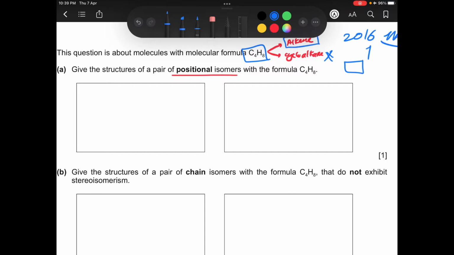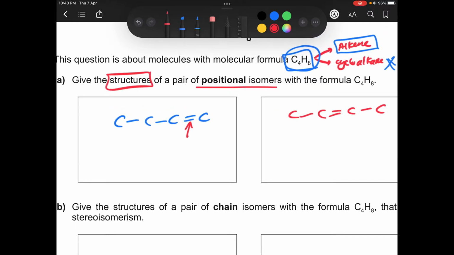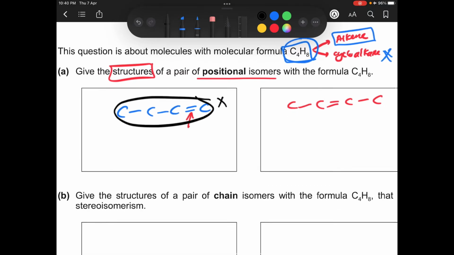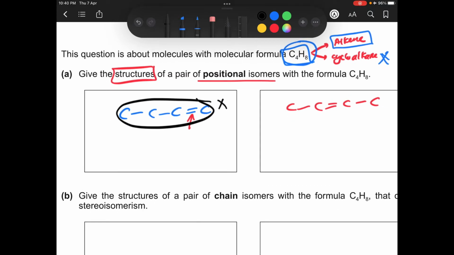How can I draw the positional isomers? You have 4 carbons, and you can put the double bond in the first carbon, or you can put the double bond in the second carbon. But keep in mind, the question needs the structures. We're going to start with the structural formula, so you have to translate what you wrote into structural formula.